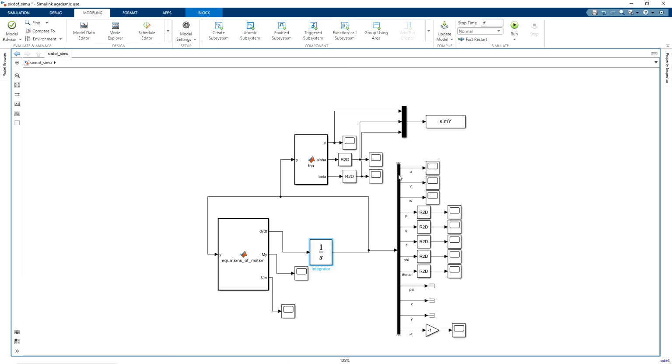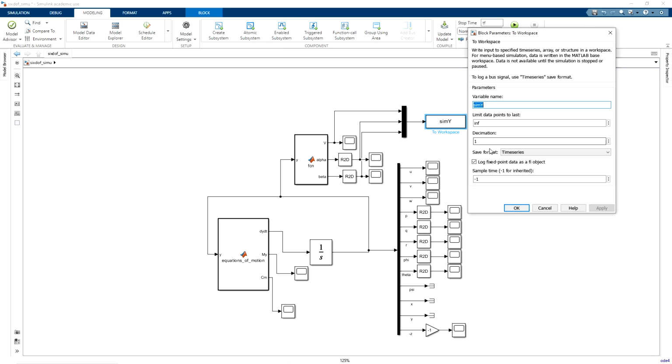And here I am extracting all the variables u, v, w, p, q, r, phi, theta, psi, x, y, and z. This symbol indicates the terminator. It means we are not plotting this. We are interested in these parameters. In z, I have multiplied this by -1 so that we know whether the altitude is increasing or decreasing. And also I have transferred these variables to the workspace. This is the workspace to workspace, as we did in the 3DOF simulation model.